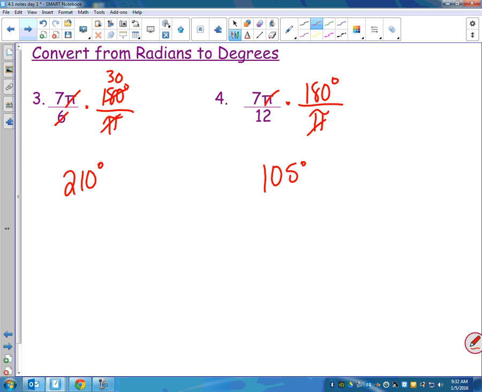But I want you to know not all of them work out really nice, and those are usually the ones that kind of throw people off. So I'm going to add an extra one here. We'll call this 4A and call this 4B. Your notes here. What if I said convert 3.7?